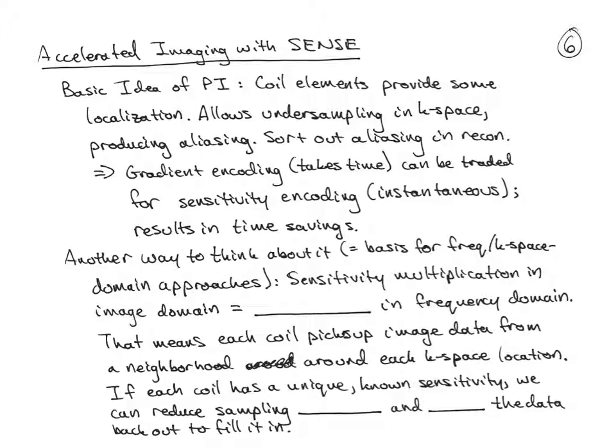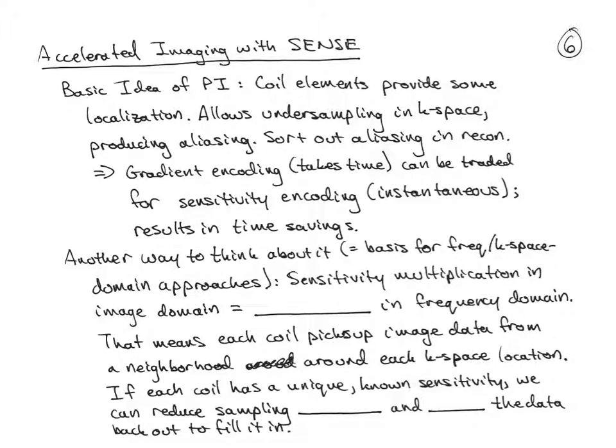So the basic idea of parallel imaging methods such as SENSE is that coil elements provide some localization of the signal. That is, the sensitivities are most sensitive to signal that is right next to them, and so you can theoretically encode a smaller field of view. This allows you to undersample k-space, that is, skip points in k-space that you would normally acquire, which would produce aliasing, of course. But if you know something about the coil sensitivities, you can sort out the aliasing in the reconstruction.